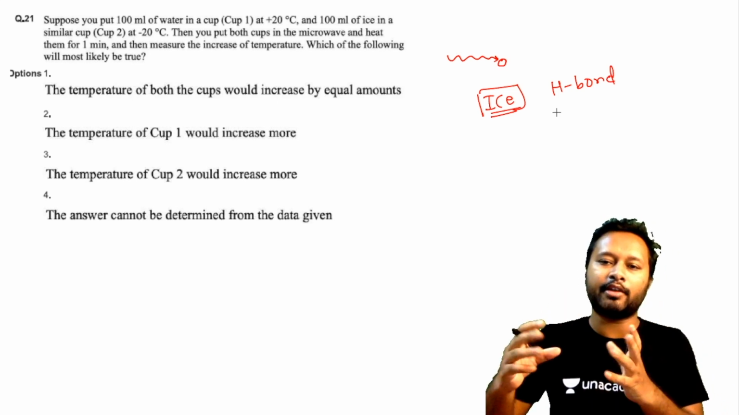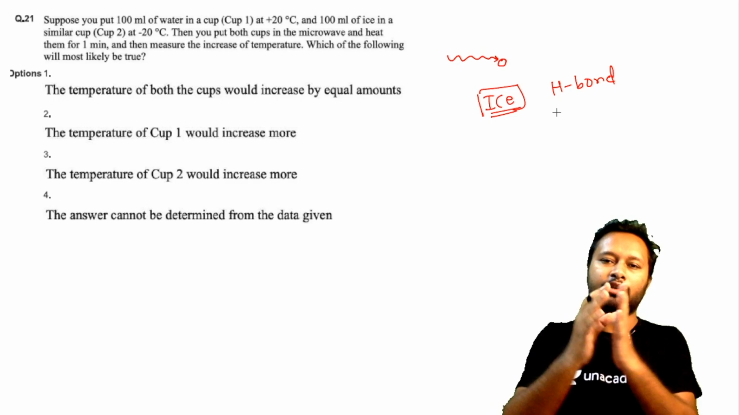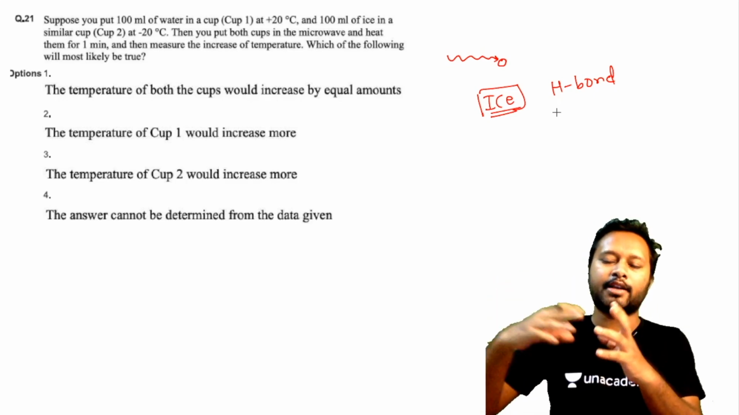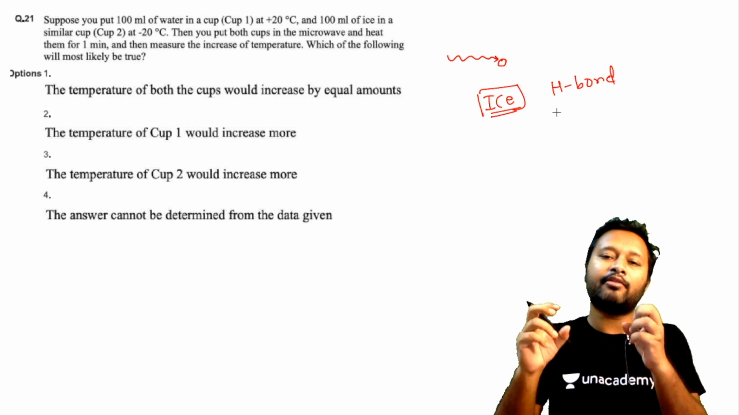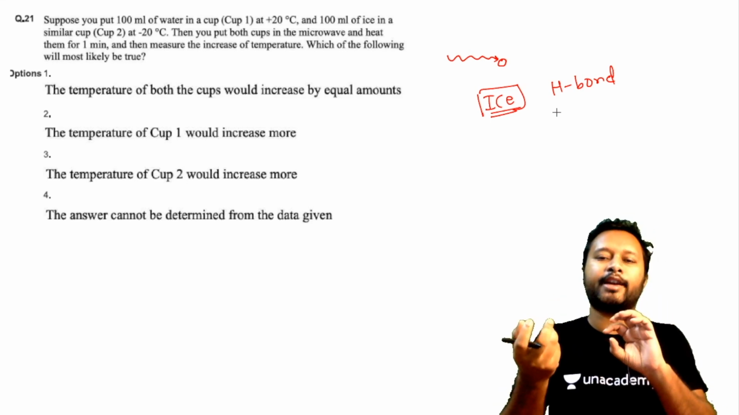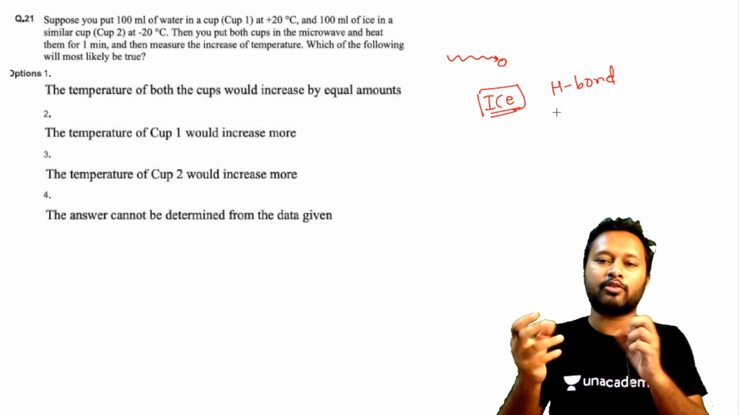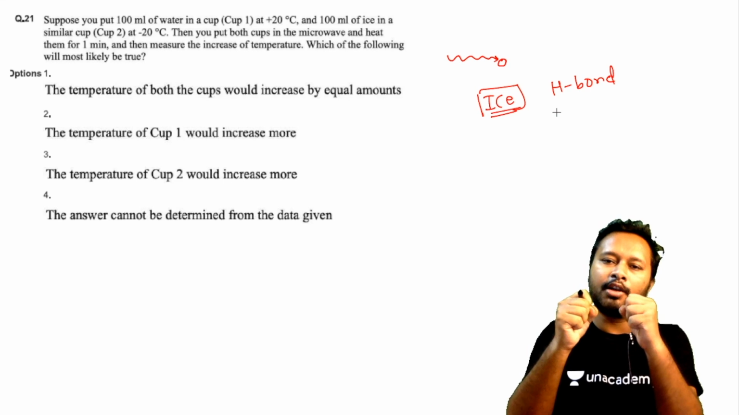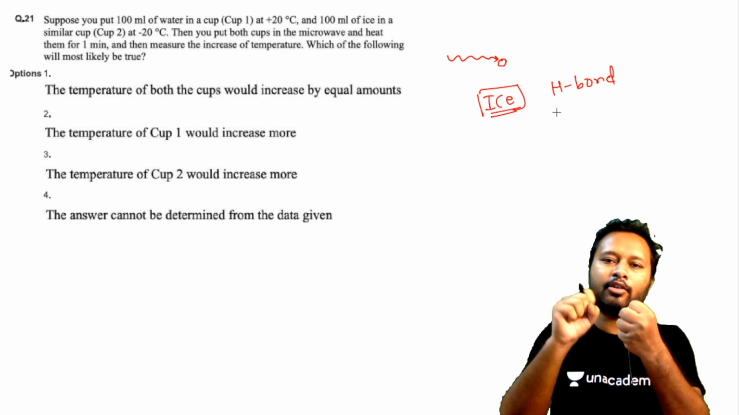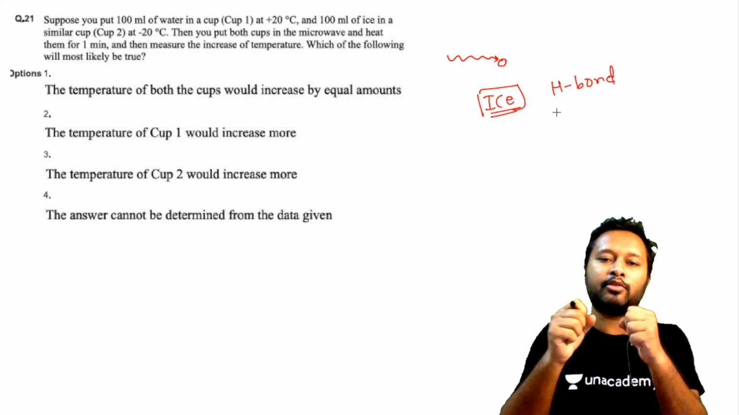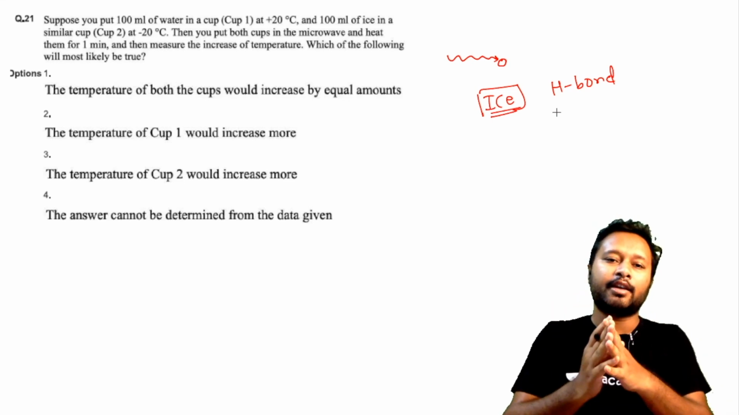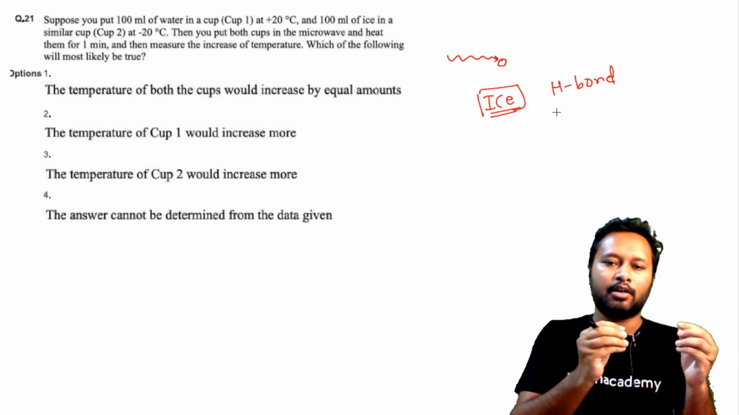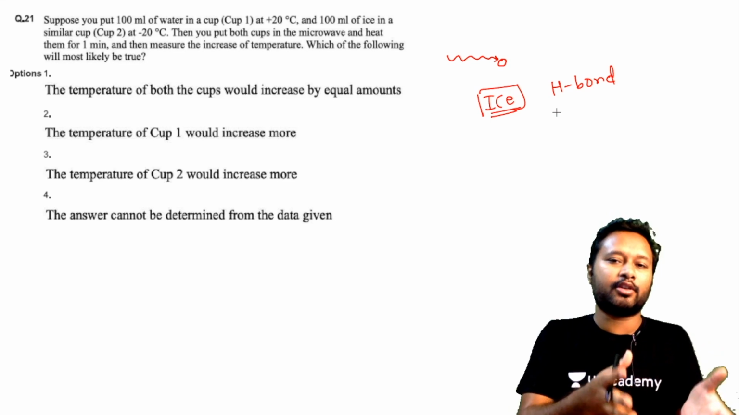So when these microwaves come and pass through those hydrogen-bonded water molecules in the ice, they will not be able to rotate those molecules. Why? Because they are so tightly bound through the hydrogen bonds that the microwave will not be able to produce that much energy to rotate them. That's why the heating effect on ice is not that good.